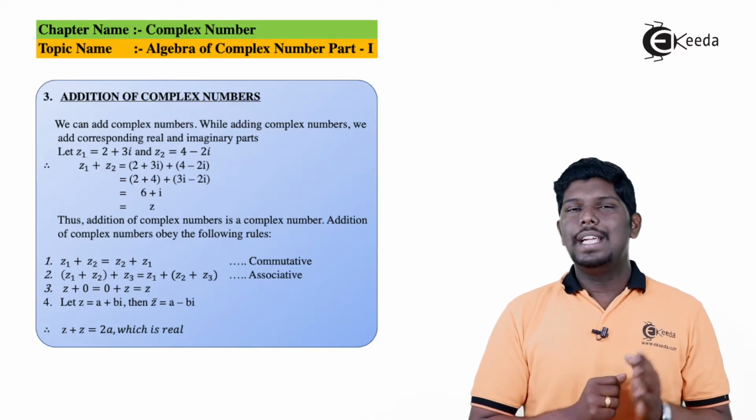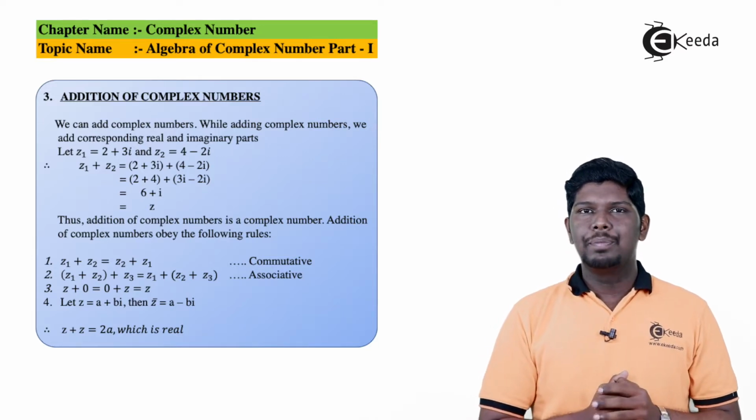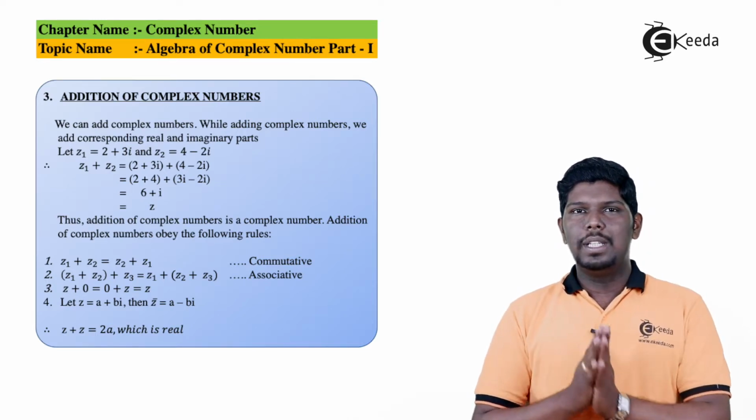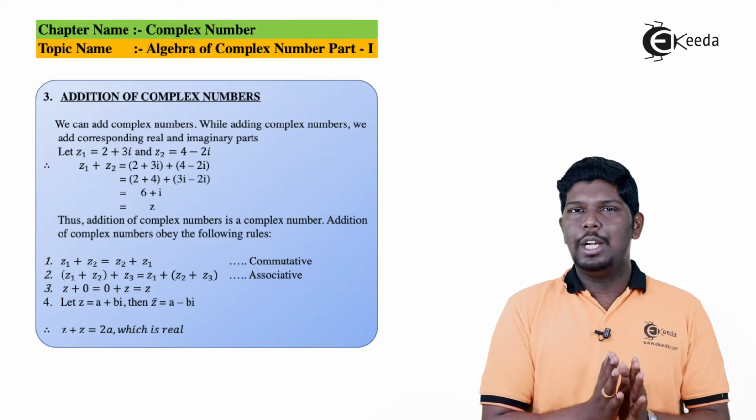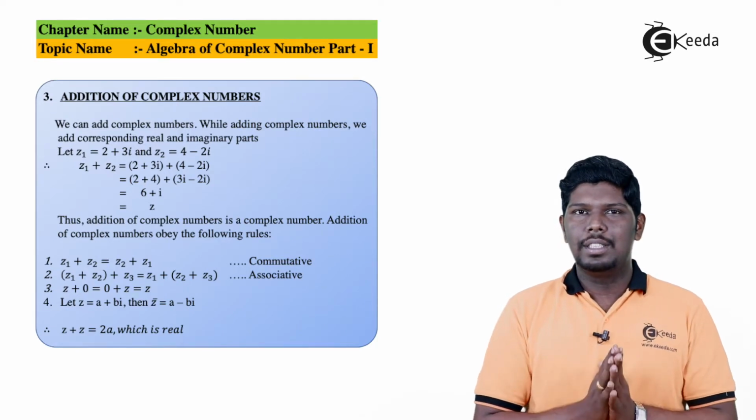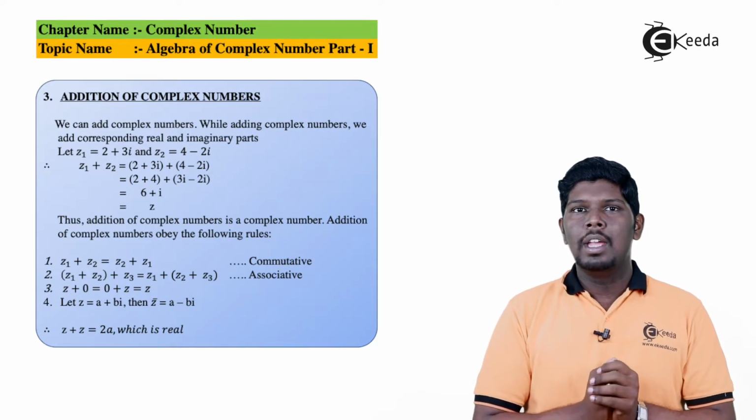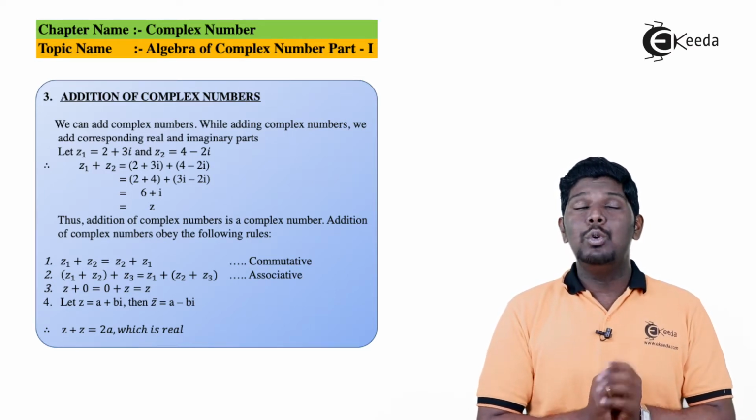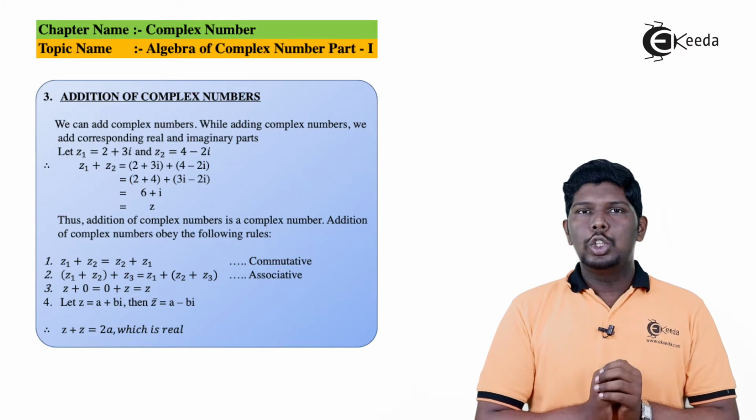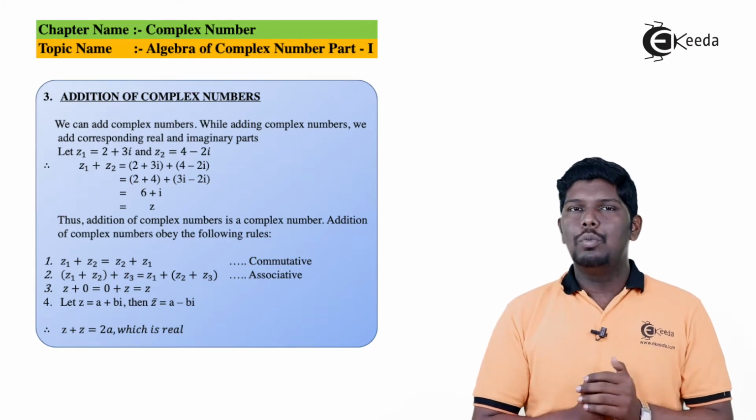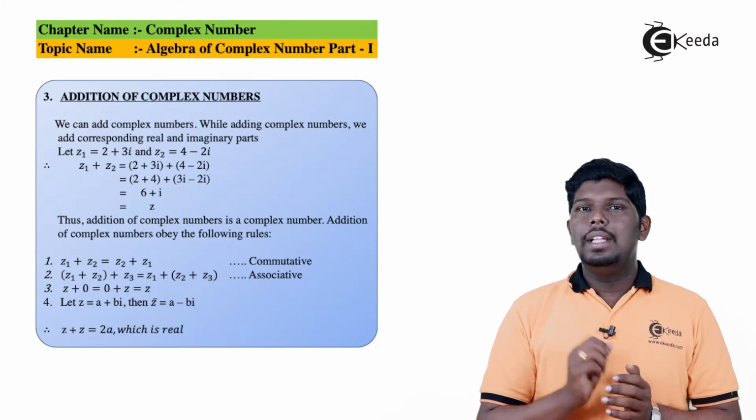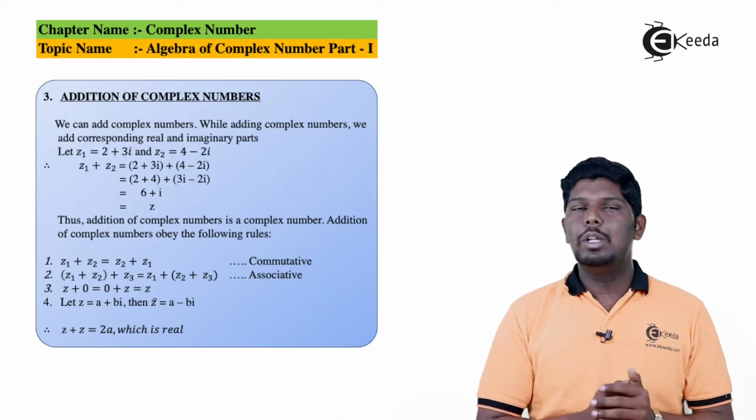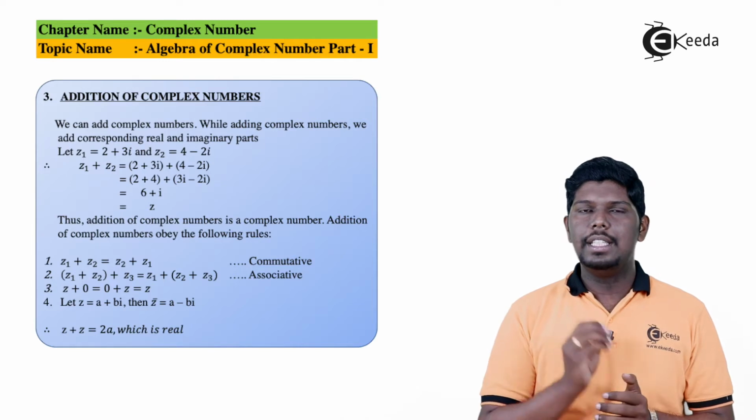Now what are the properties of addition of two complex numbers? z1 plus z2 is also equal to z2 plus z1. Both will give you the same answer. If we have three complex numbers z1, z2 and z3, then you can add them in any order. Also, any complex number plus 0 will give you that complex number only. The last property says if I add a complex number and its conjugate, the answer will be 2 times its real part, that is 2a.